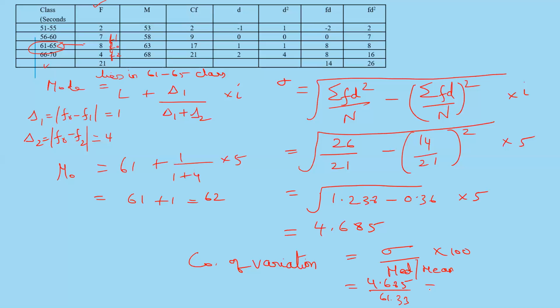So when you solve this, we get the coefficient of variation as 7.639. So that's it, right? Simple, straight application of the formulas. Now let's quickly complete the last sum.